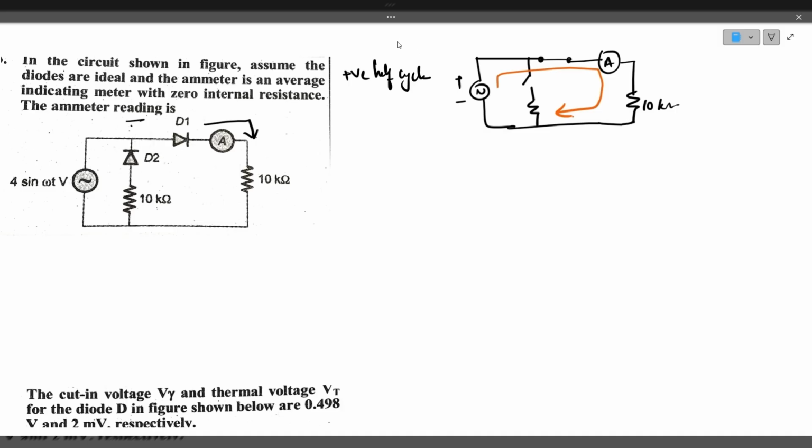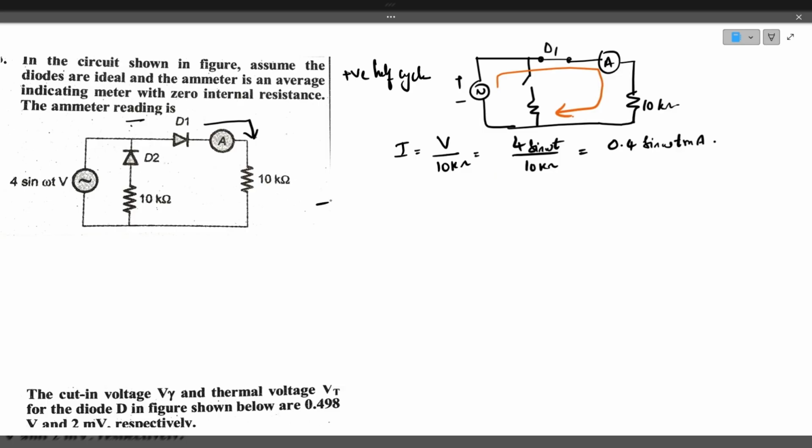And what is the current value? The current I will be V divided by 10 kilo ohms. What is V? 4 sine omega t, divided by 10 kilo ohms. That is 0.4 sine omega t milliamps. That is the current flowing through the ammeter and diode D1.